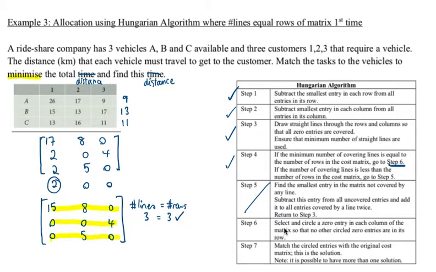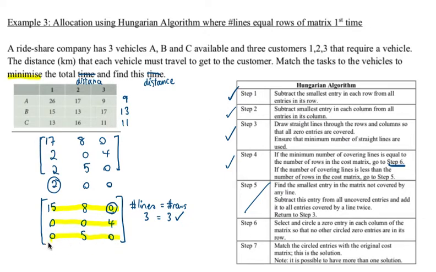So step 6 says, select and circle a 0 entry in each column of the matrix so that no other circled 0 entries are in the row. So let's have a look. Well, 0 reflects the best allocation. We only circle zeros. A looks like it's best allocated to 3 because there's only 1 0 in this row. So we circle that. Now, once taxi A is going to customer 3, customer 3 is used up and taxi A is used up. They're both allocated. So that means we can't use taxi A anymore, and customer 3 has already been allocated, so we ignore that 0. So customer 1 has this option here or this option here.